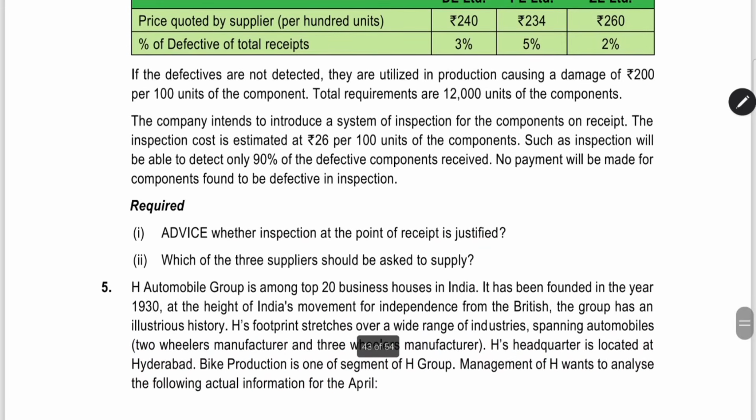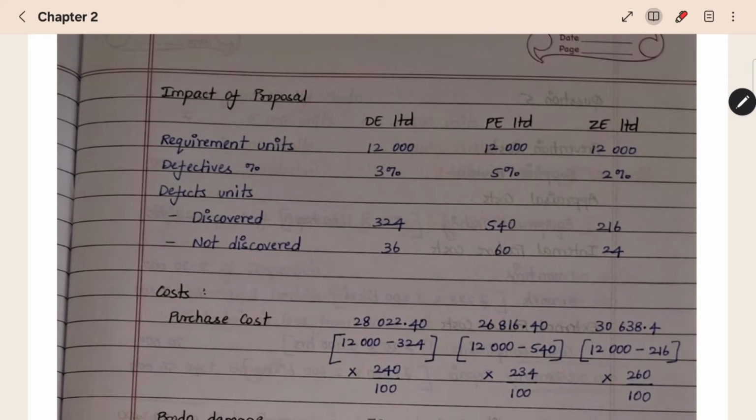If you make such an inspection, if you have 100 defective units within the purchase order, you will be able to find out only 90. That much only you can filter out. The remaining 10 units will go into the production process, and it will also cost damage cost. Now after the proposal, what is happening, we are going to see the cost statement. This is the cost statement showing the impact of the proposal.